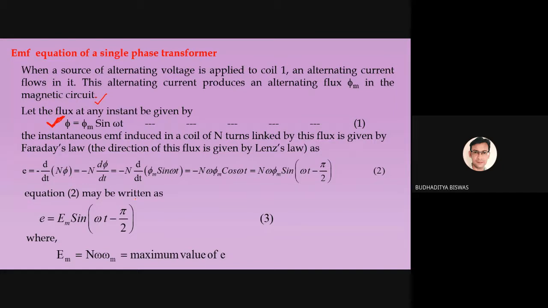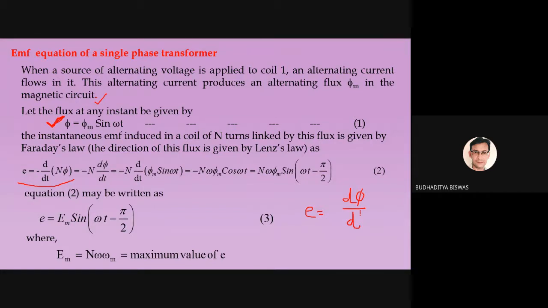The instantaneous EMF induced in a coil of n turns linked by the flux is given by Faraday's law. Okay, what is the formula? The formula is this one, E equal to minus N d phi by dt. Actually the formula is that the induced EMF E equals minus d phi by dt, if phi is the flux which is linked by the coil.